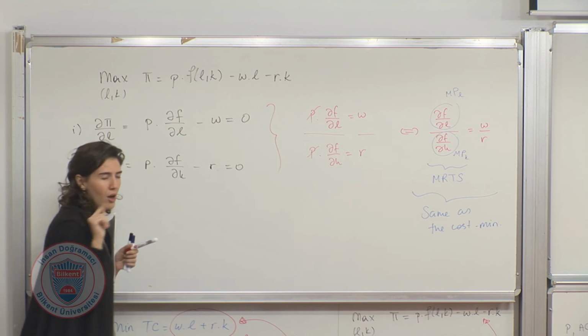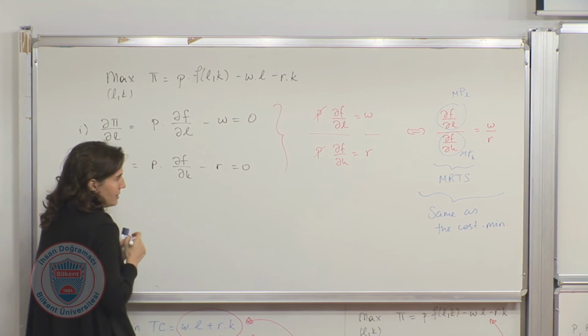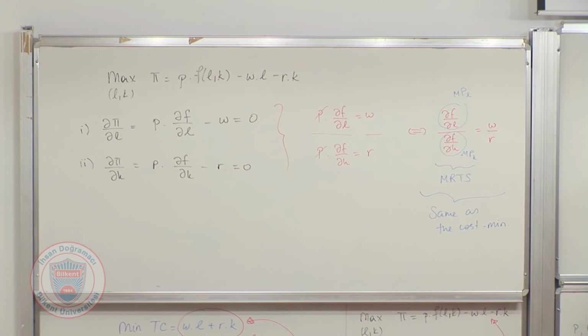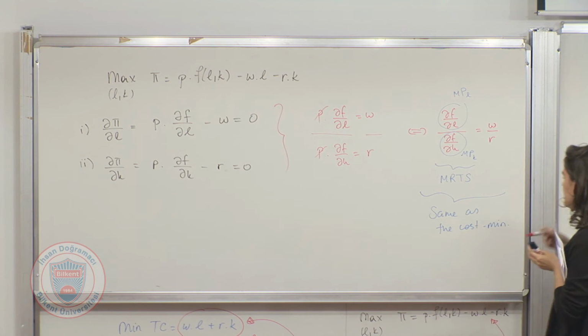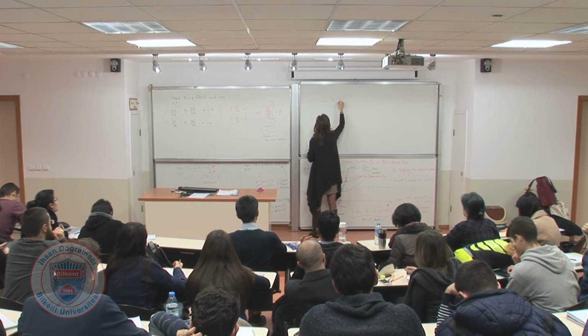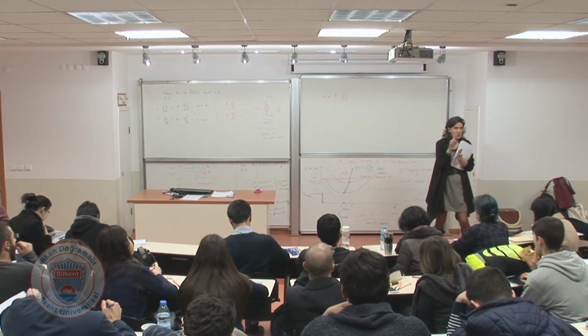Okay, now let's try to interpret this guy. I can erase this because I have my table there. So now I'm going to ask you this. How can I interpret this first order condition, if I need to explain it to my grandma? What does this mean? Wage equals P times del F over del L. So let's think of it like this.